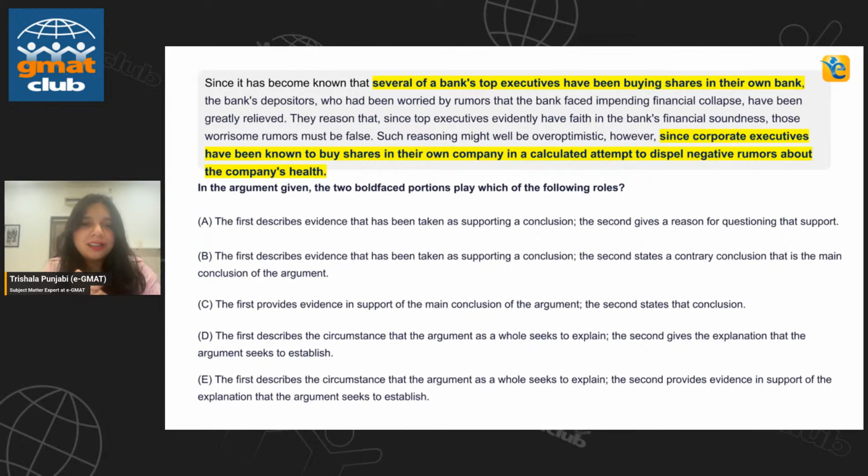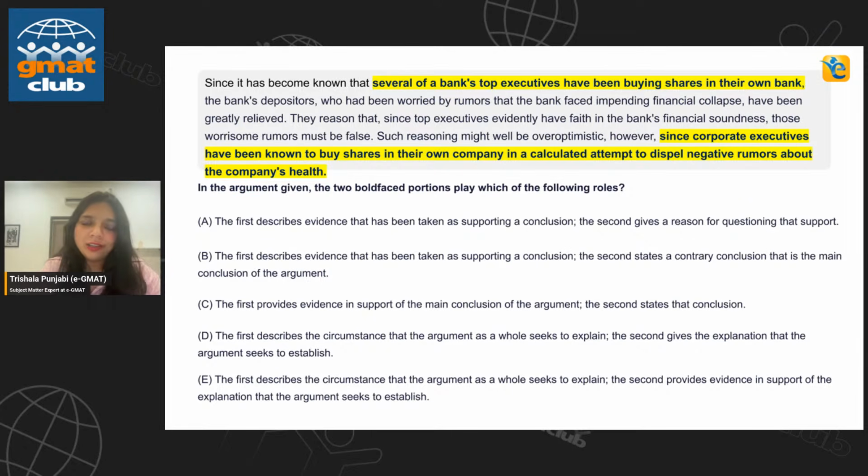The first, option E also says the exact same thing, right? The first describes the circumstance the argument seeks to explain. The argument has never sought to explain boldface one. They are very clear about that. The argument's not like, okay, I'm going to give you 3 reasons why they are buying shares. The argument is evaluating what it means. The argument is questioning it.